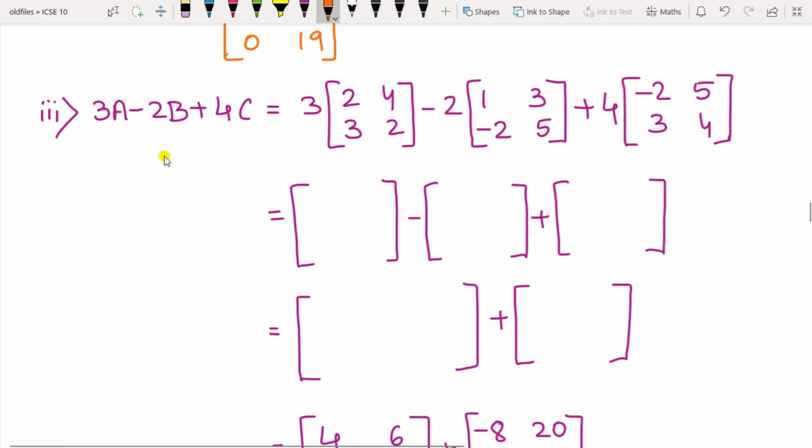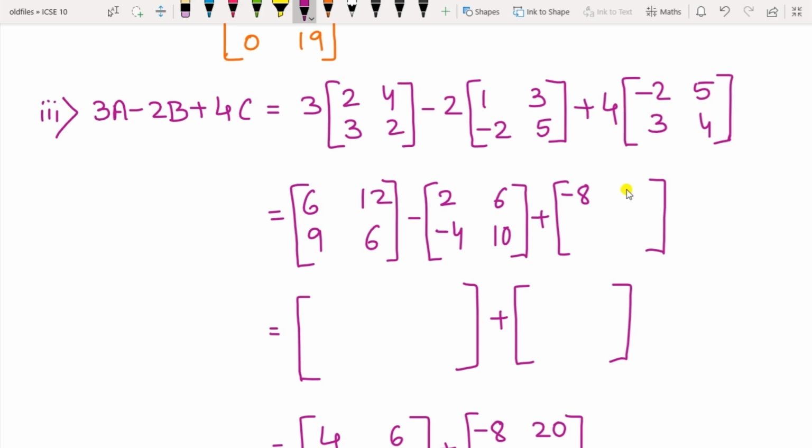Next question here is 3A minus 2B plus 4C. So multiply by 3 inside the bracket. So 3 2s is 6, 3 4s is 12, 3 3s are 9 and 3 2s is 6. 2 1s is 2, 2 3s is 6, 2 into minus 2 is minus 4 and 2 5s is 10. Here 4 2s are minus 8, 5 4s are 20, 4 3s are 12 and 4 4s is 16.